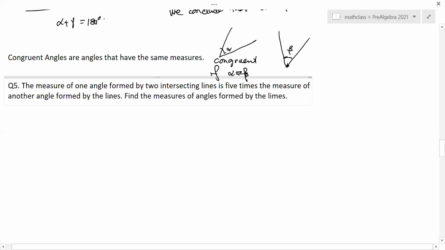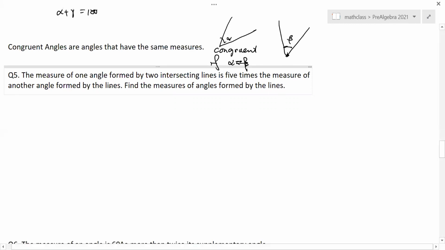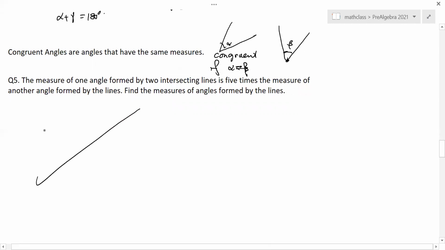Find the measure of the angle formed by the lines. Oh my God, it's a typo. Okay, so let's draw the picture. We have two lines, right?